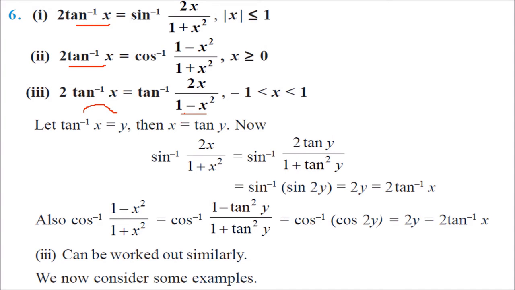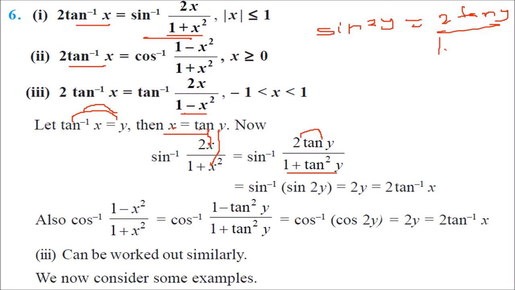So what will be x? X will be tan y. Now, let us take sine inverse 2x by 1 plus x square. In place of x, we are placing tan y here. Just replace x with tan y. This becomes 2 into tan y by 1 plus tan square y, and this 2 tan y by 1 plus tan square y is nothing but sine 2y.